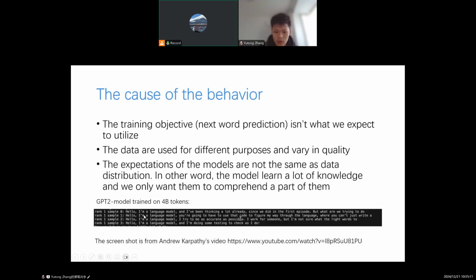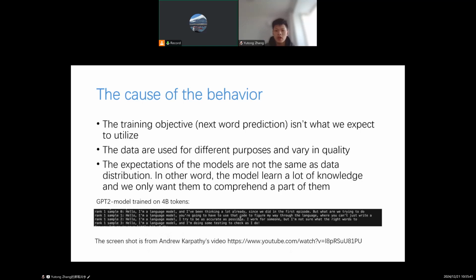For example, the first one: "Hello, I'm a language model, and I've been thinking a lot already since we did in the first episode, but what are we trying to do?" So we can see that after the pre-training, the model can generate some very coherent sentences, but it does not have any meaning, right? So I concluded three reasons for this behavior.